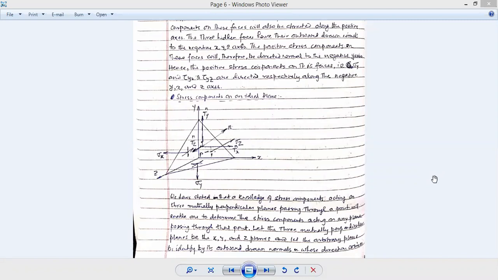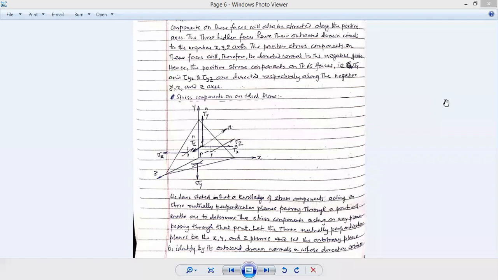Now, if we select a particular point inside the body, or maybe on the surface of the body itself, then if we know certain components of stresses at that particular point, say sigma x, sigma y, sigma z, tau xy, like this, I will explain it later, we can calculate the force acting on any plane passing through that particular point.